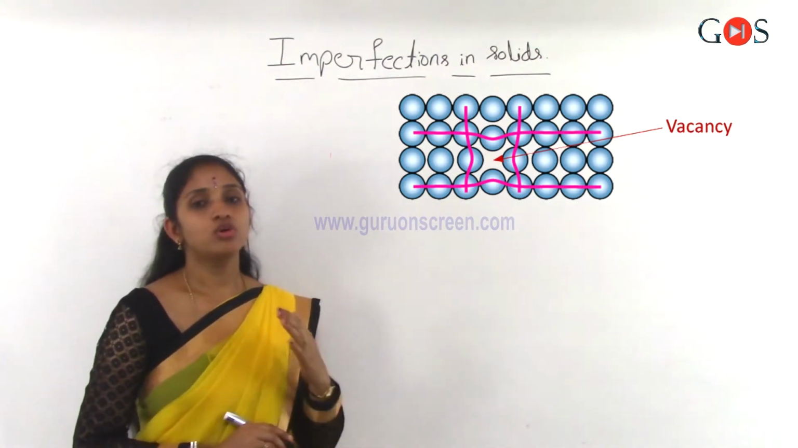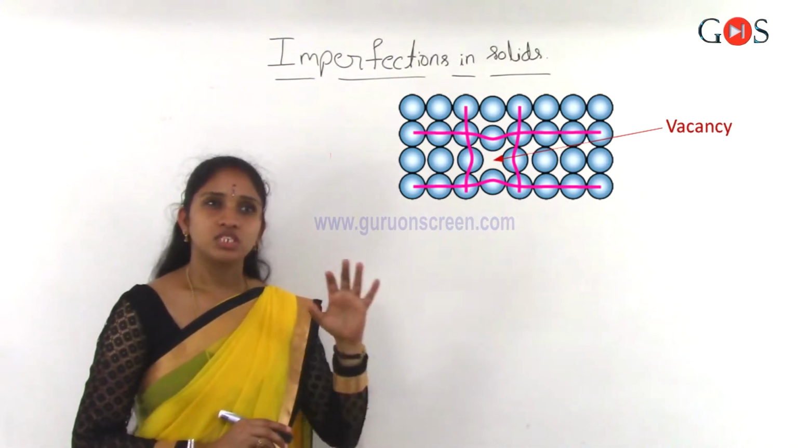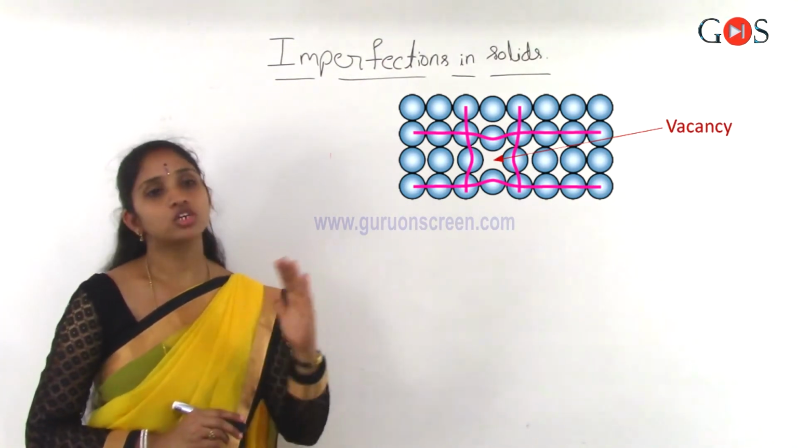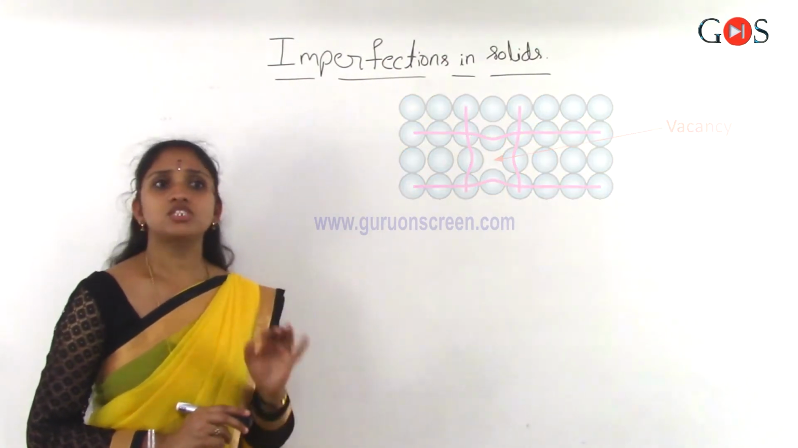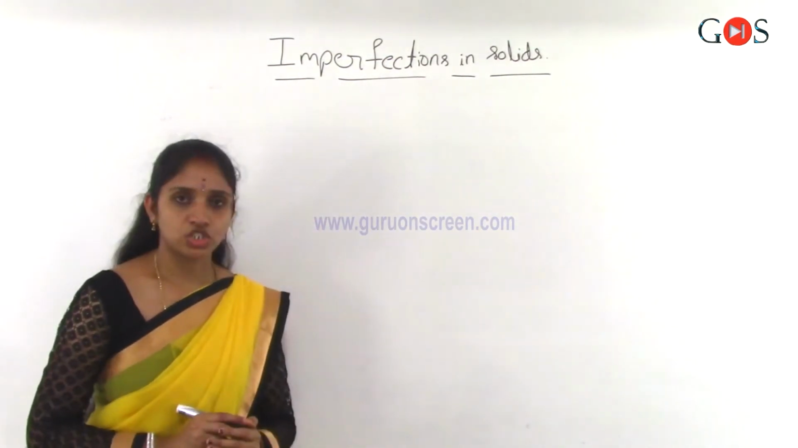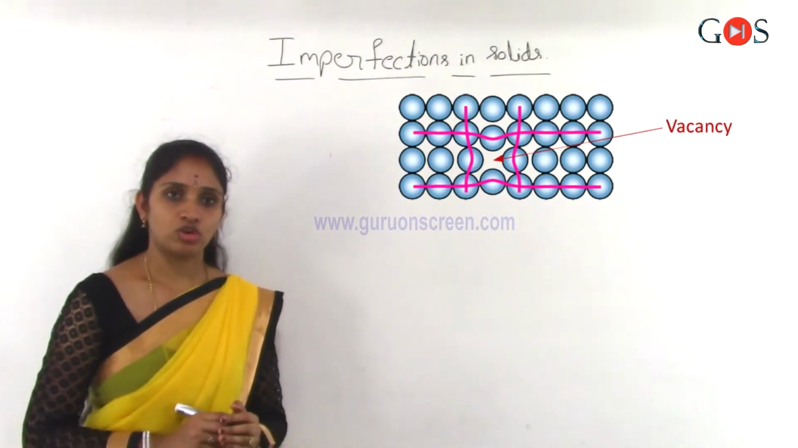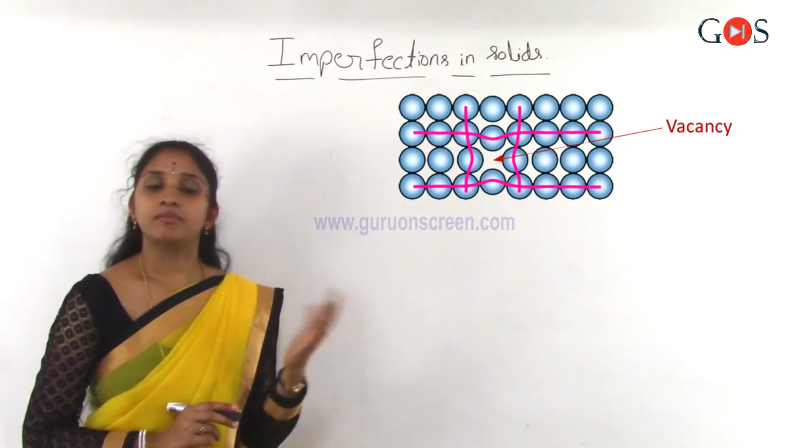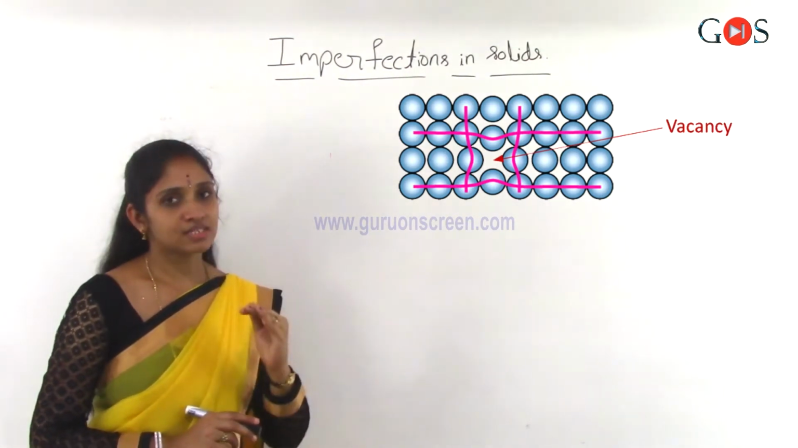Crystalline solids have both short range order and long range order. But even though there will be some defects during that crystallization or during the formation of these crystalline solids, so these defects are called as imperfections in solids. So these imperfections are responsible for most of the properties of the crystalline solids, say for example electrical properties and the magnetic properties.